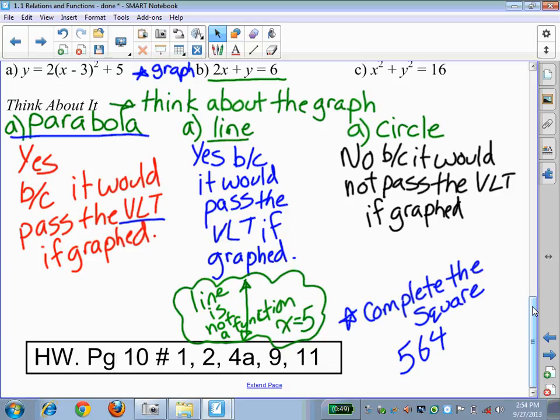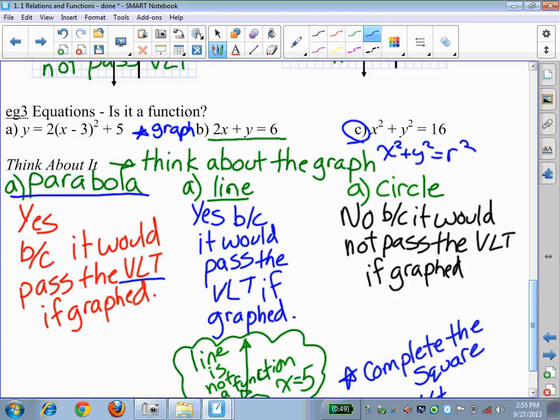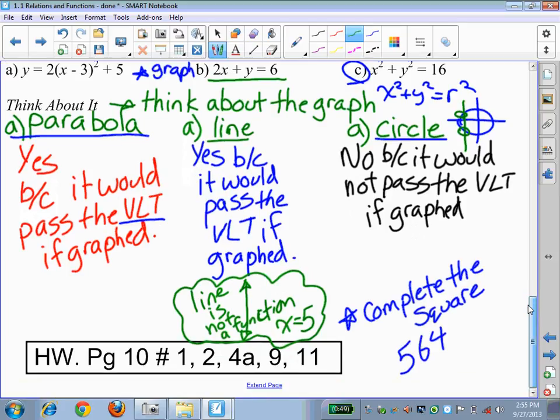Okay? And the last example, hopefully you remember C. Recognize that. That is x squared plus y squared equals r squared. That hopefully you recognize is the formula for a circle. So if I was to quickly draw a circle and try to do my vertical line test, what would happen here, folks? You would see that, hey, it hits my line at more than one spot. So then no, this is not a function because it does not pass the vertical line test.